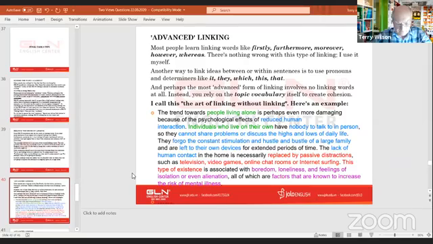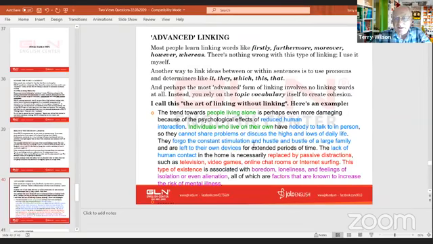So, most people learn linking words like firstly, furthermore, moreover, however, whereas, and there's nothing wrong with this type of linking. I sometimes use it myself. Another way to link ideas between or within sentences is to use pronouns and determiners like it, they, which, this and that. And actually in England, this is what teenagers are taught for the A-level tests.